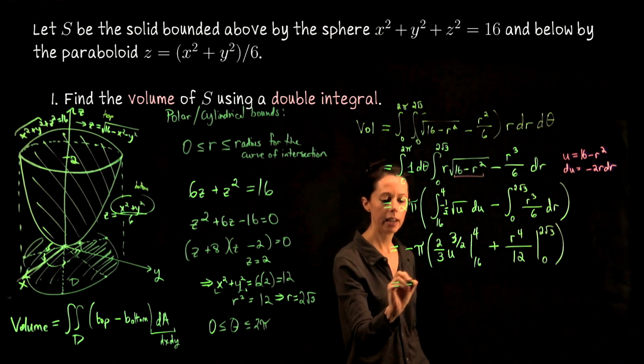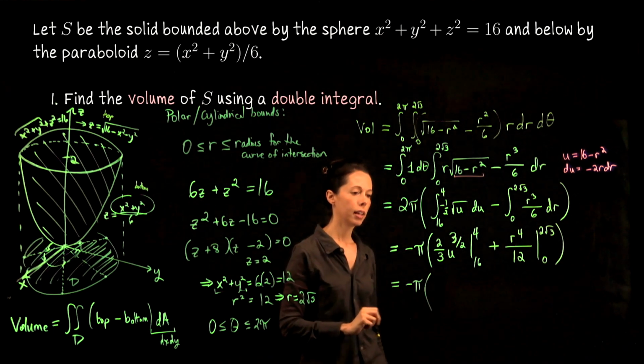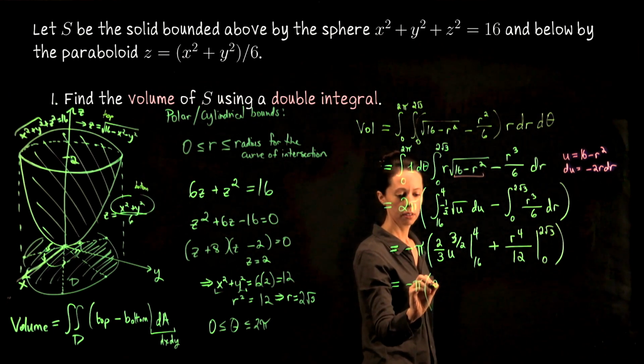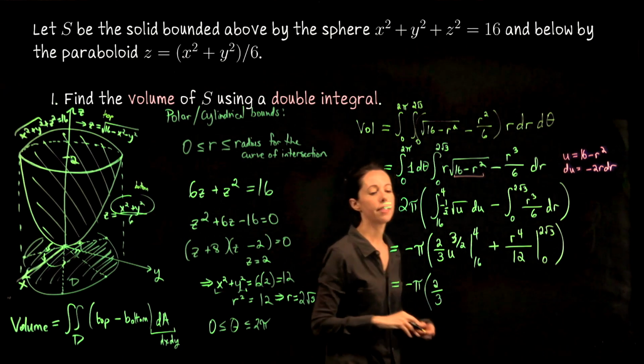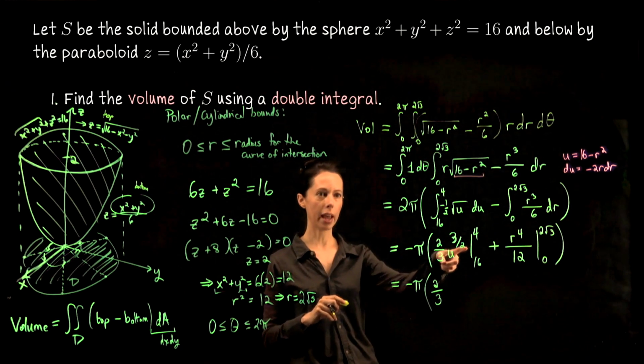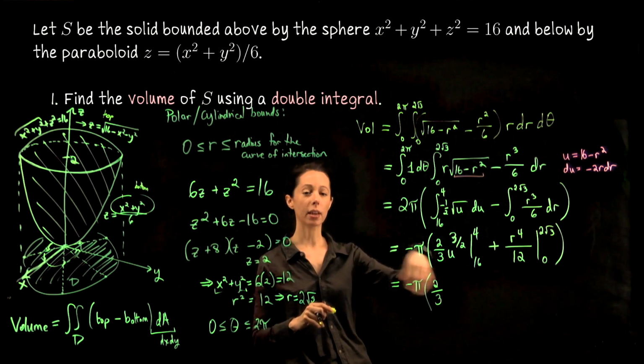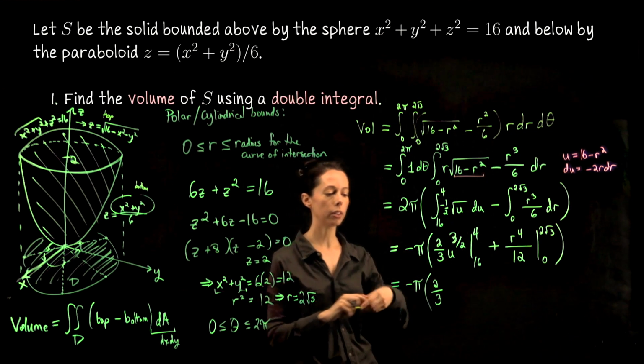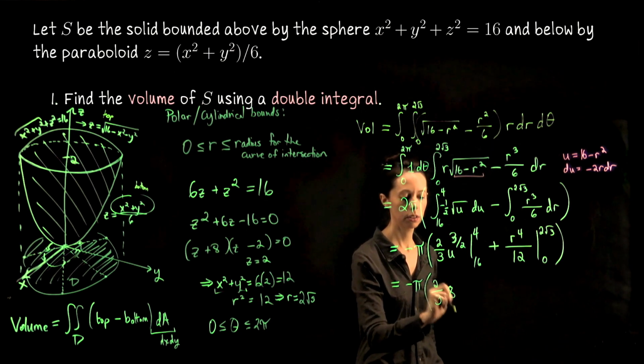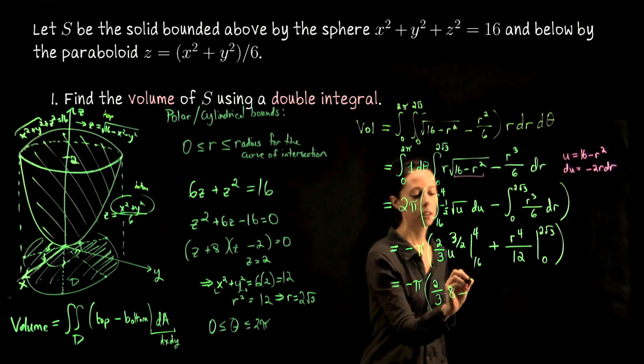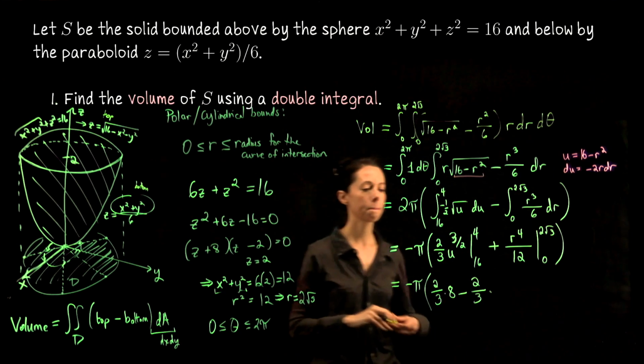So we have that leading negative pi out front, 2/3. And then what is 4 to the 3/2? Well, 4 to the 1/2 is like, what's the square root of 4? So that's 2. Cube it, you get 8. 2/3 times 8 minus, same thing here.